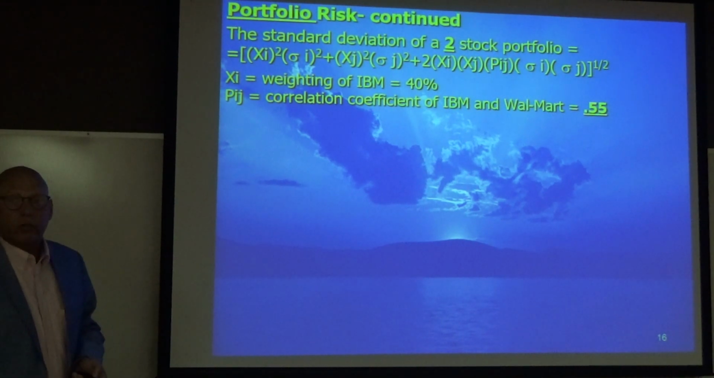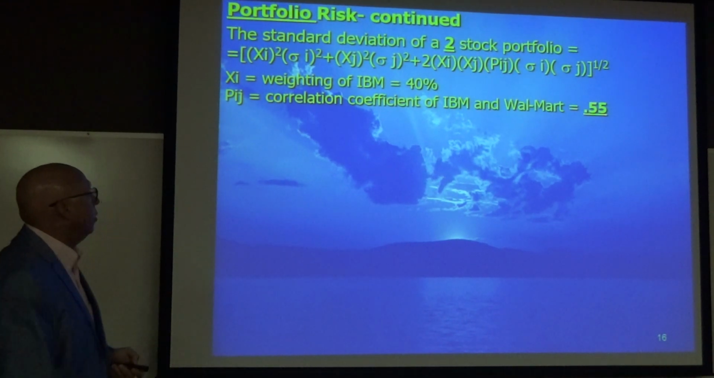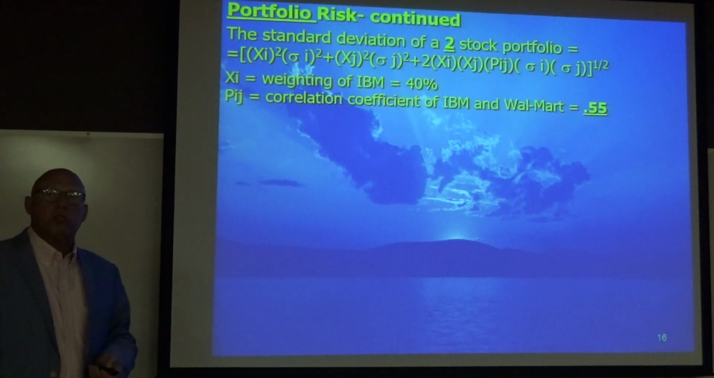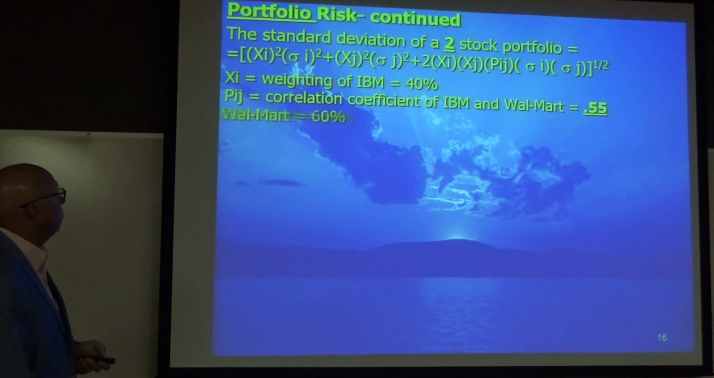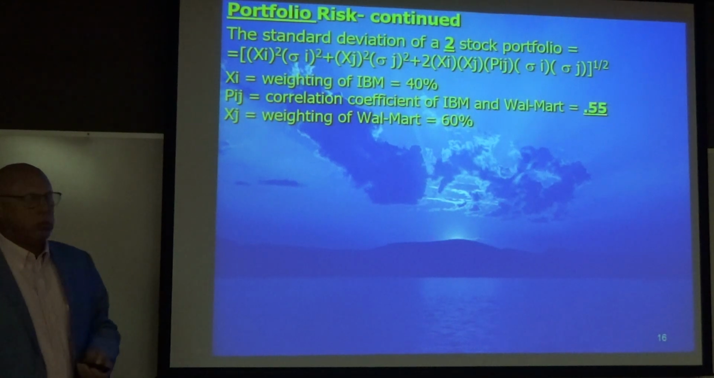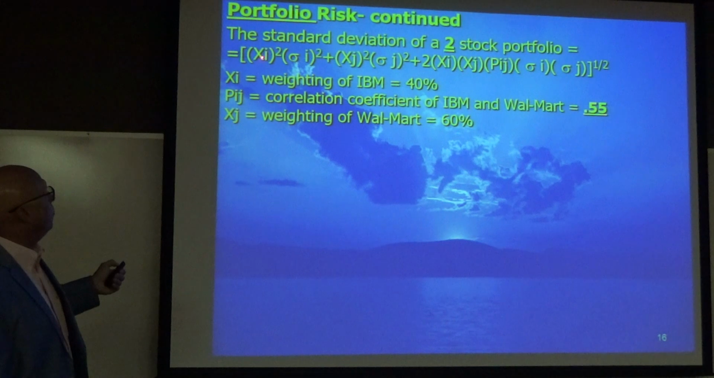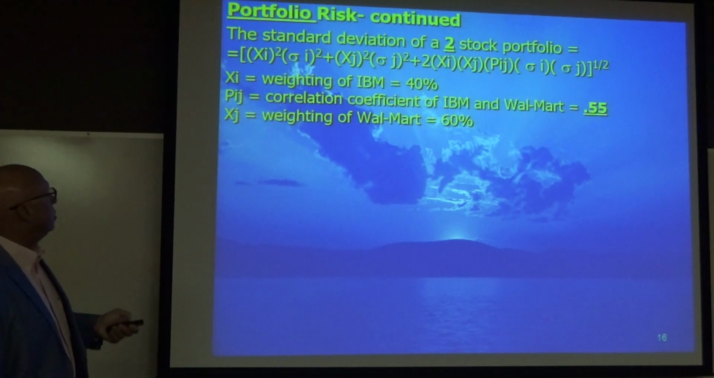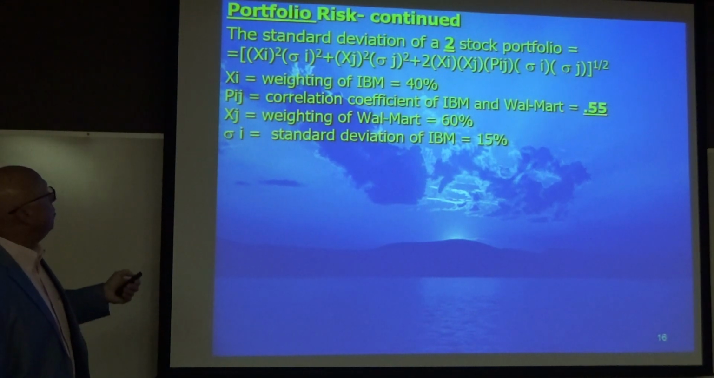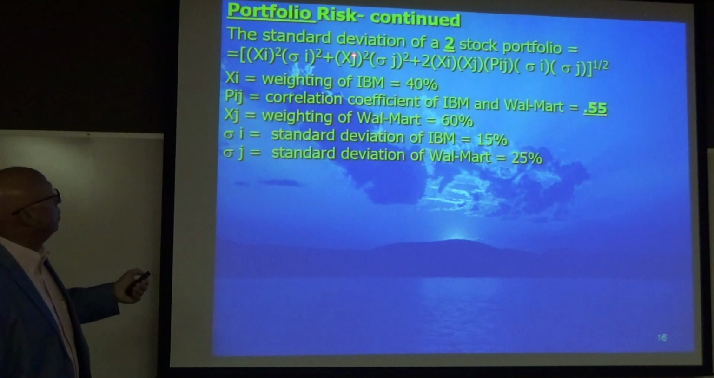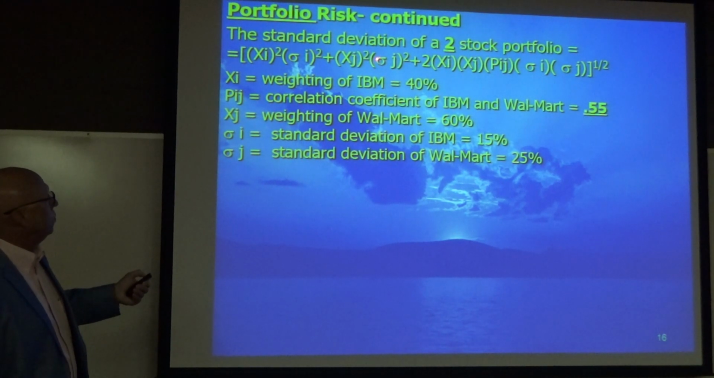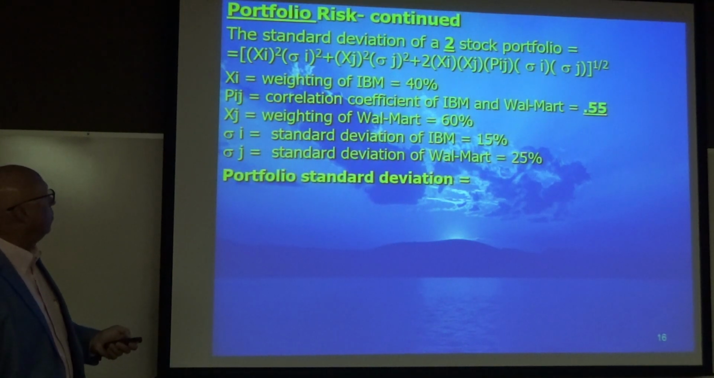So we're going to walk through this example. It won't take too long. And no, you will not have to do this in homework, and you won't have to do this on an exam, but I want you to see the concept. The weighting of IBM is 40%, the weighting of Walmart is 60%. The standard deviation of IBM is 15%, the standard deviation of Walmart is 25%. So that would be a weighted standard deviation right there.